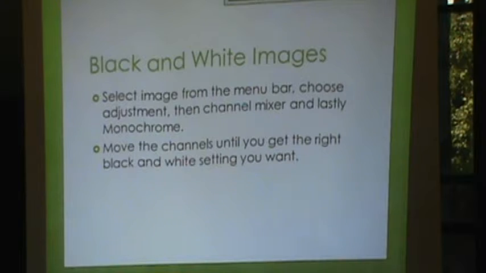And also black and white images, just making them black and white. You would select the image, open your file, and from the menu bar choose Adjustment, then Channel Mixer, and lastly Monochrome. A window pops up with the different channels, your red, your blue, and your green, and you can move them back and forth to get your picture as black as you want. Sometimes I want different things blacker than other things, so you can mess around with it to get your black and white picture exactly how you want it.